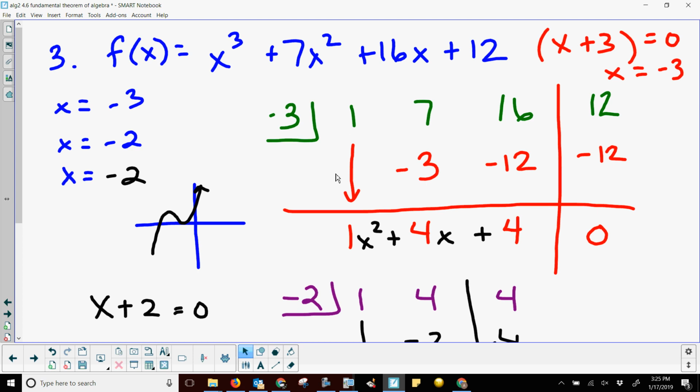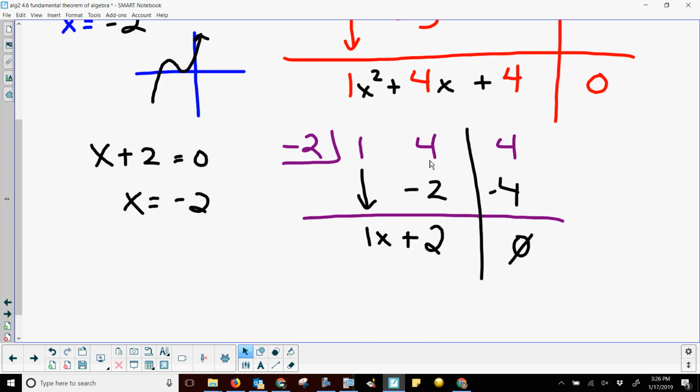But bring down the 1, multiply, combine, multiply, combine, multiply, and you better get a remainder of 0. Calculator said this is for sure an answer. This better be 0. So then we'll use what got left over, excluding the remainder. We'll do synthetic division again, but this time with the -2 answer.